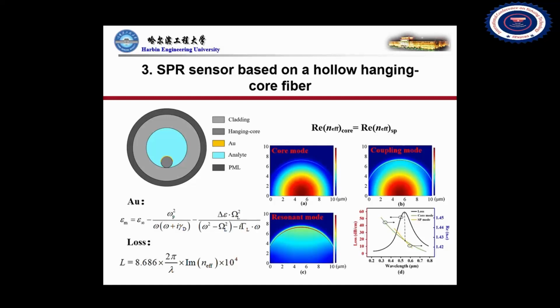When the phase matching is satisfied, which means that the real part of the effective refractive index of the two isolated modes is similar, strong coupling between modes starts to occur until the core mode energy at this wavelength reaches the minimum, and surface plasma resonance occurs. The position of the resonance wavelength is the intersection of the two dispersion curves, the core mode dispersion curve and the surface plasma mode dispersion curve, and the maximum loss is 58.6 dB per centimeter.